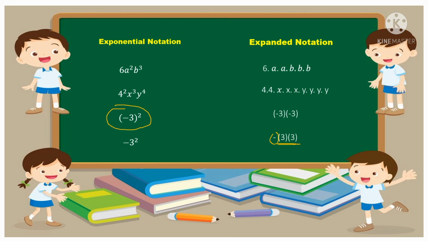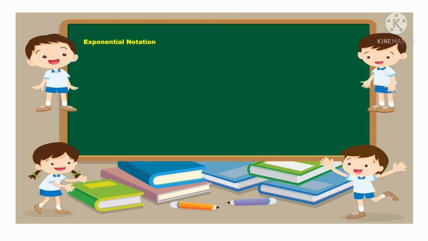So how about we evaluate exponential notation? Since we already know how to write exponential notation and its expanded notation, let's now try to evaluate them. So this one, the quantity of -3 squared. In expanded notation, the quantity of -3 times the quantity of -3. If we are going to evaluate it, if you remember the rules of integers, if the two in multiplication have the same sign, the answer will be +9.